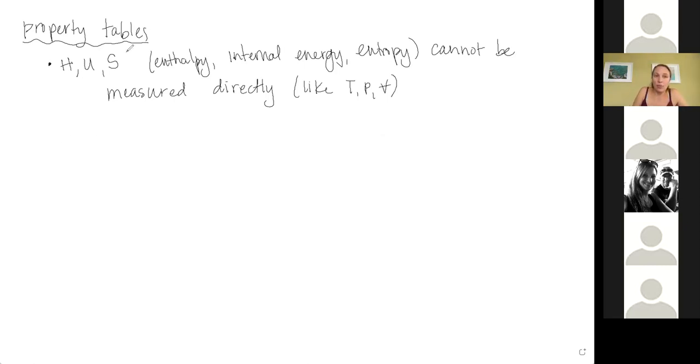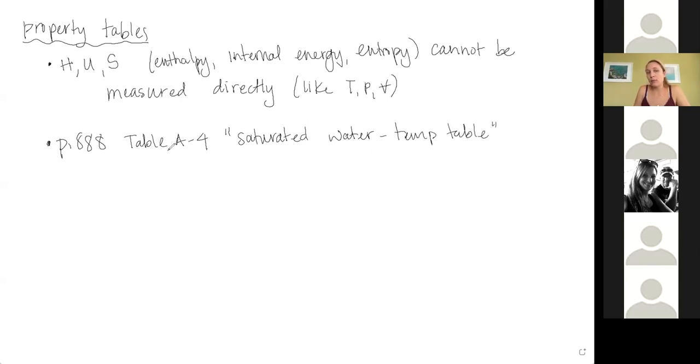These are tabulated in our property tables, and typically these are going to be in the 9th edition. In my book, at least, they start on page 888 at table A4, which is labeled saturated water temperature table. So if your book is different, find where table A4 is and make sure that your title matches.